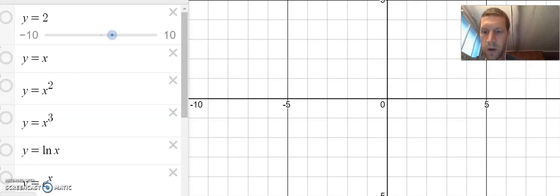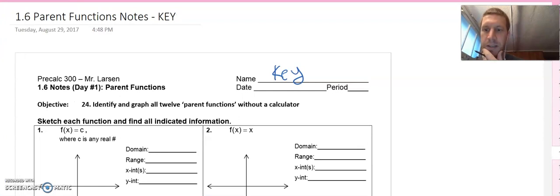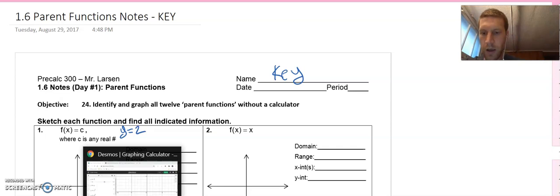Okay, so let's see. The first one is f of x equals c. This one's kind of tricky. Remember, f of x is y. So this is really just y equals any constant. C stands for constant. So I'm going to choose y equals 2. You pick what you want.